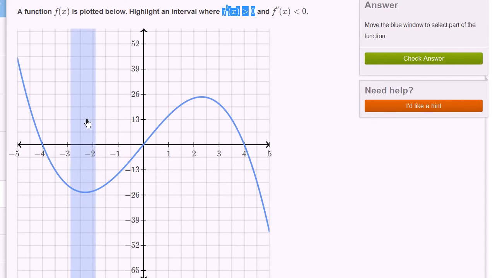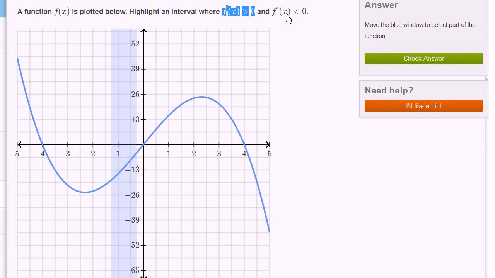If we just think about it here, over this whole region right over here, the function is clearly decreasing. Then the slope becomes 0 right over here, and then the function starts increasing again all the way until this point right over here. It hits 0, and then the function starts decreasing. So just this first constraint tells us it's going to be something in this interval right over there.